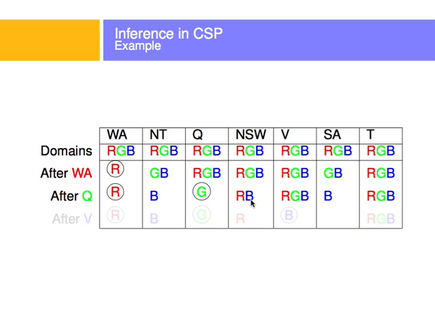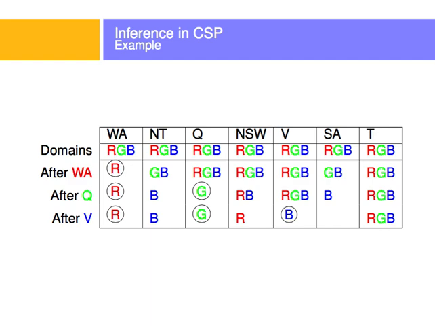New South Wales only red and blue, and South Australia only blue. Then we'll assign Victoria blue, right? So I'm keeping assignments here so that I know all the possible assignments, so I don't have to explore them all, right? So then I assign Victoria blue, for example, and so on and so forth.